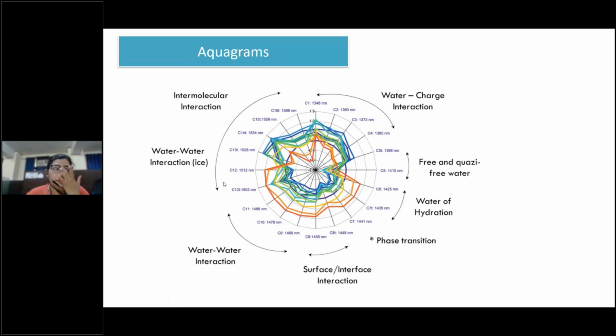So what you normally do is, we take the spectrum, we take only 1300 to 1600 wavelengths, and then you make aquagrams. This structure is known as aquagram. If the absorbance is in this region, it means water in that material is loosely bound.